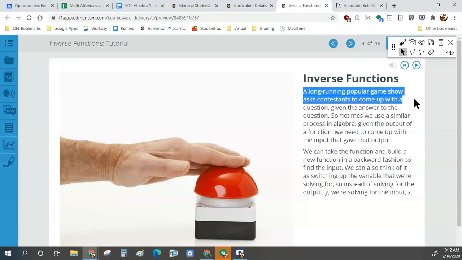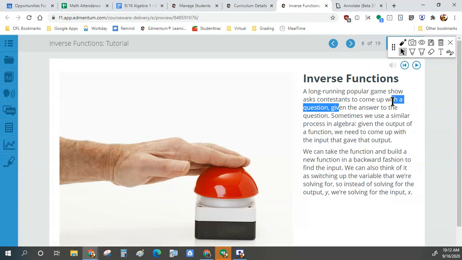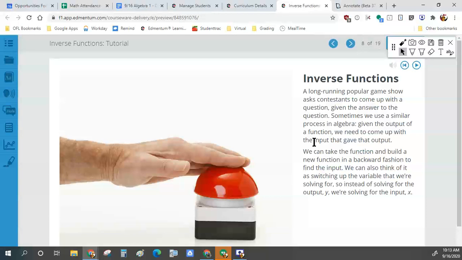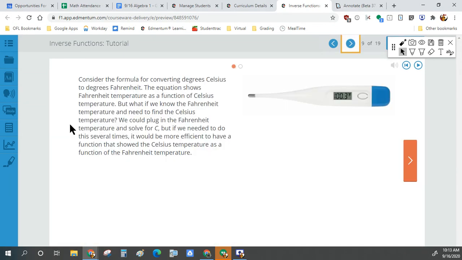All right, inverse functions. A long-running popular game show asks contestants to come up with a question given the answer. So they're talking about Jeopardy. Jeopardy is kind of weird. Instead of them giving you a question, they give you an answer, and you have to make up a question for it. Usually, it's like, "What is this?" instead of just saying it. So it's an inverse. Instead of you saying a question and getting an answer, the inverse is they give you the answer and you have to say what the question is.